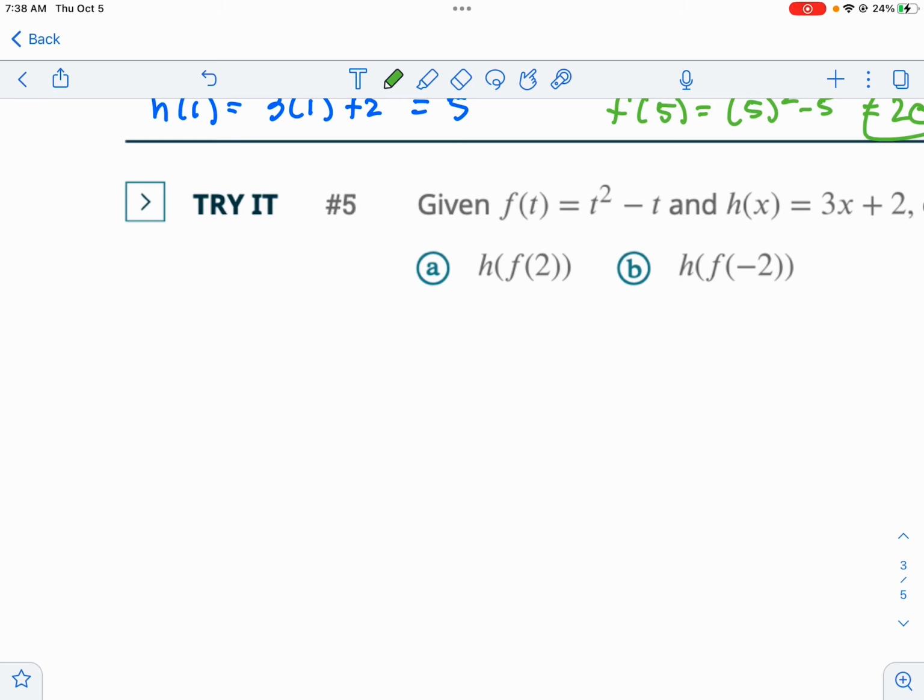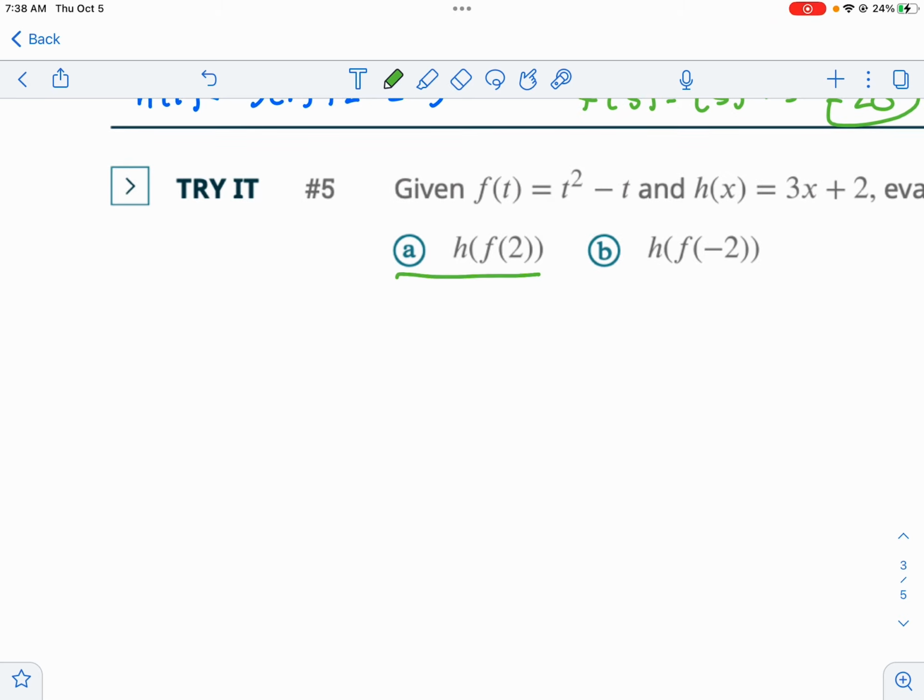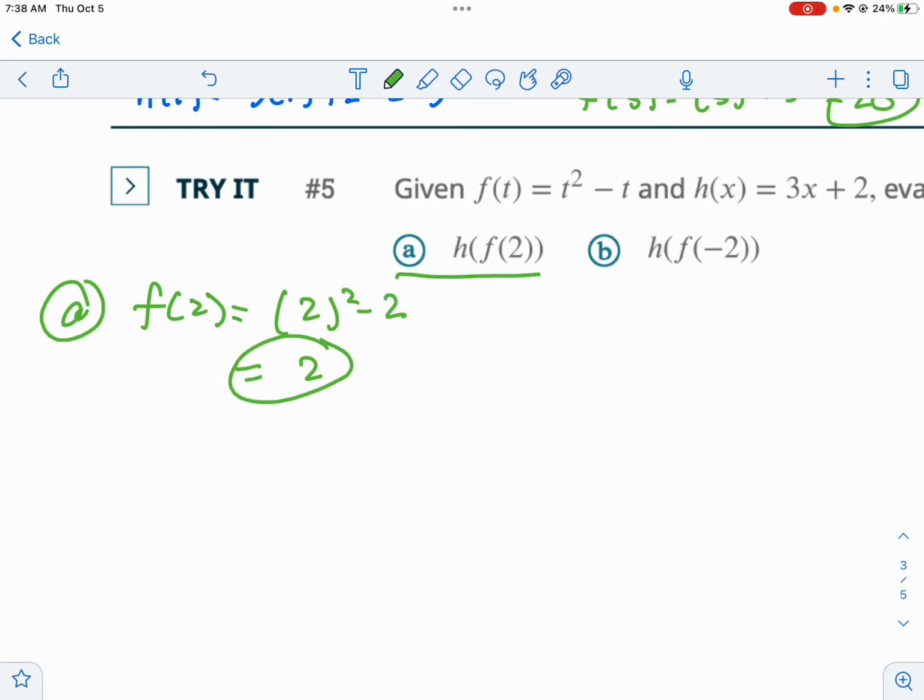So we can try these ones. A. So first I'm going to find f of 2. F of 2 is 2 squared minus 2, which is 4 minus 2, which is 2. Then I would do h of 2 using this 2. So I get 3 times 2 plus 2, which is equal to 8.